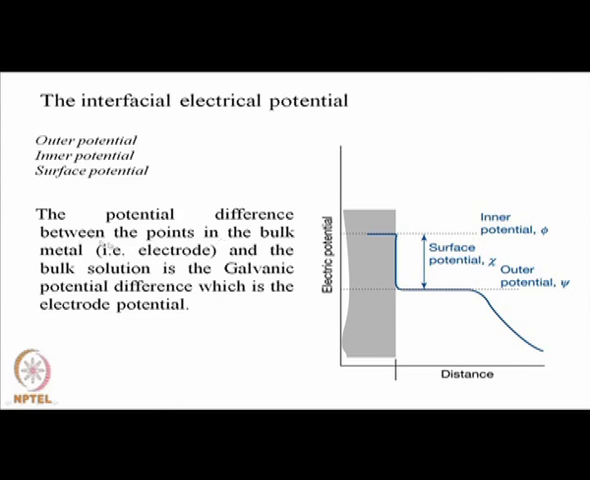The potential difference between the points in bulk, that is metal, and the bulk solution is the galvanic potential difference, which is the electrode potential, which may be regarded as the interfacial electrical potential. So, the outer potential, the inner potential, and the surface potential.